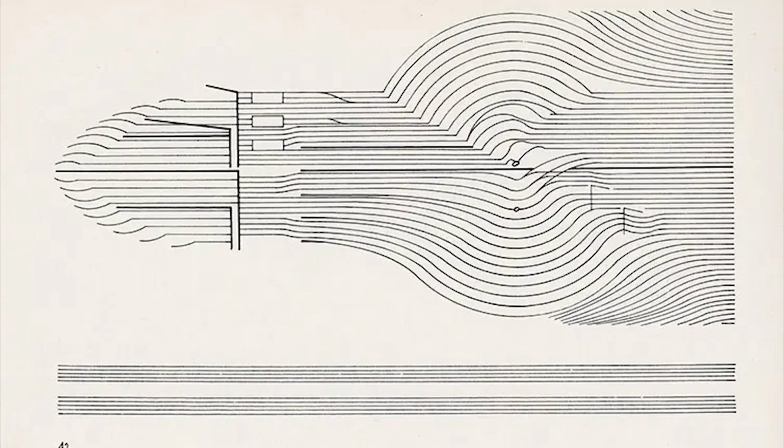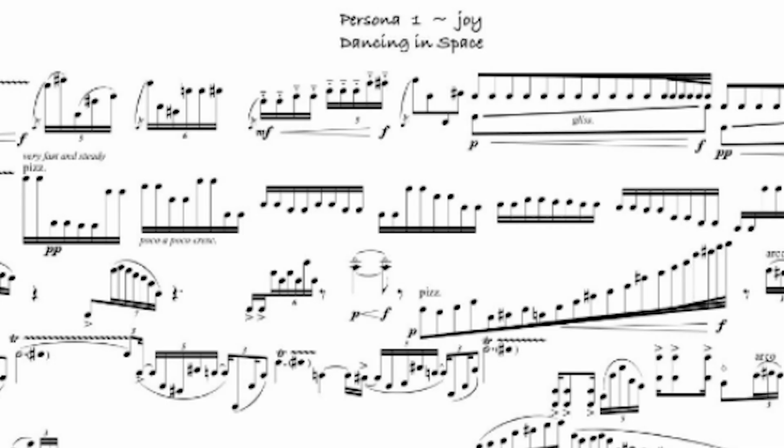Well, this is, and so is this. It's basically a score that uses visual symbols or information to convey musical ideas. They don't use traditional notation and can take a lot of different forms.